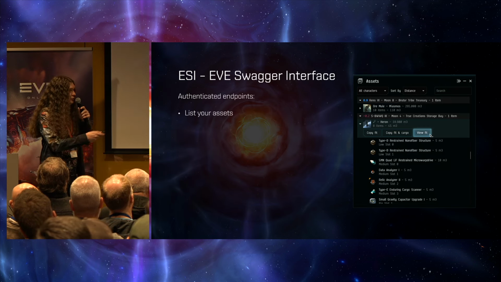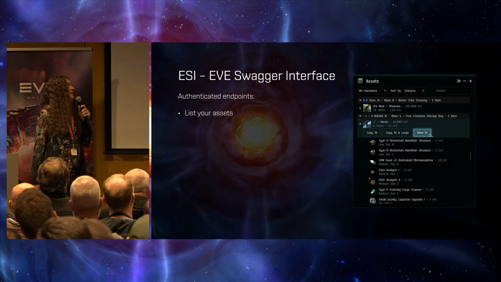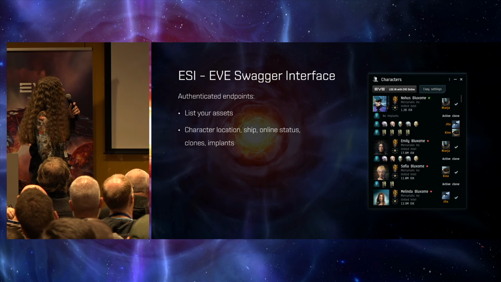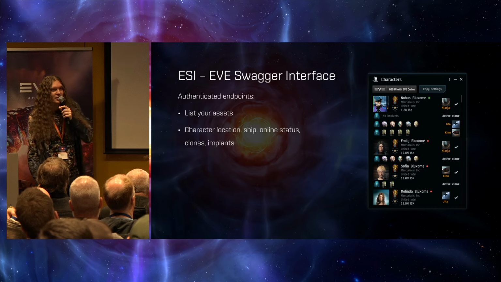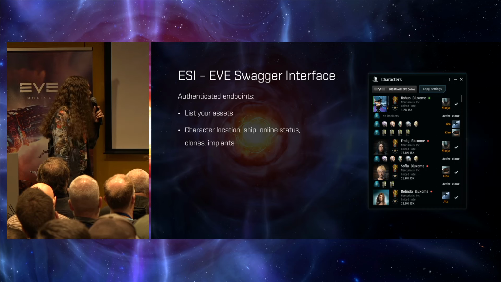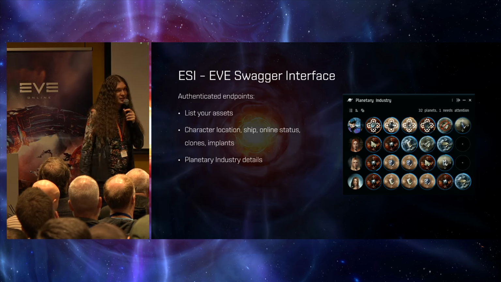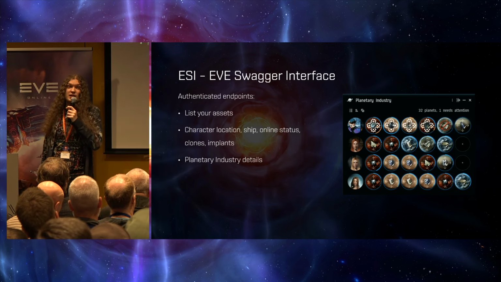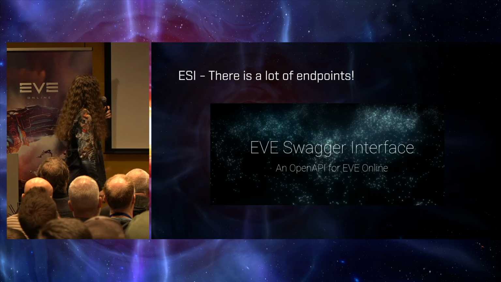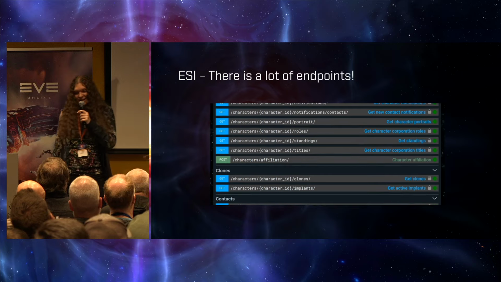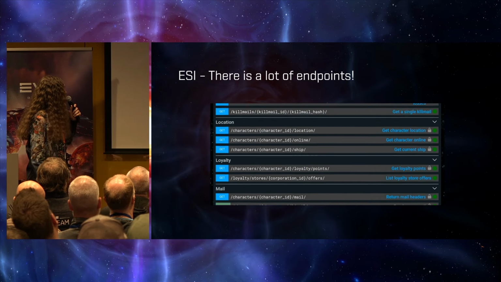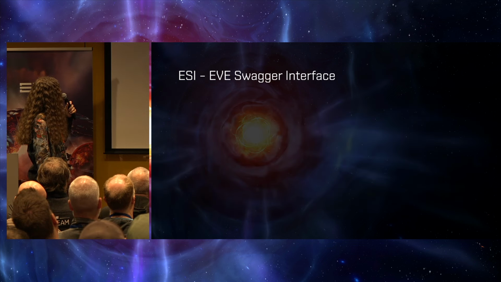If you logged into Rift and you gave it the assets scope, then it can download your assets and show it to you. You also get things like character location or character status, if the character is online or not, or a list of your clones or a list of your implants. All of that information is in the ESI authenticated endpoints. And same goes for PI information, the details of your colonies. There are a lot of endpoints, over 200 in ESI, that give you access to all kinds of information. You can see me scrolling through them. They just never end. It's really a lot of data you can get.